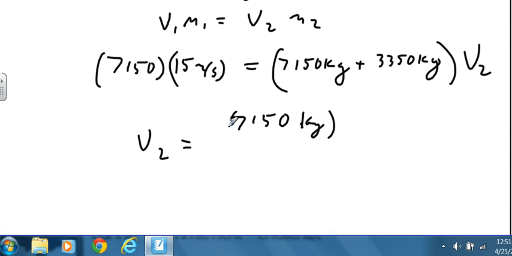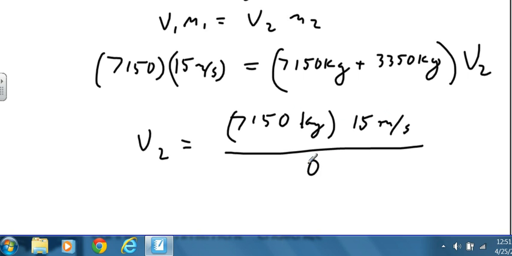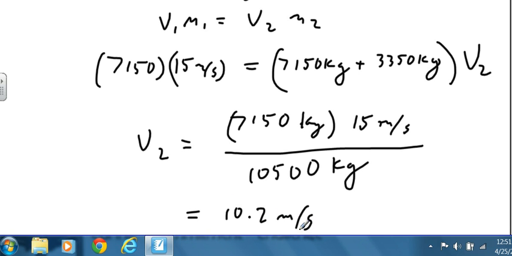kilograms, 15 meters per second, divided by those guys added together: 0, 0, 1 to carry, 5, 1 to carry, 10. And then we just put it in our calculator real quick, and we find the new speed to be 10.2 meters per second. Then we ask ourselves how many significant digits, and we clearly have 3, so that's fine.